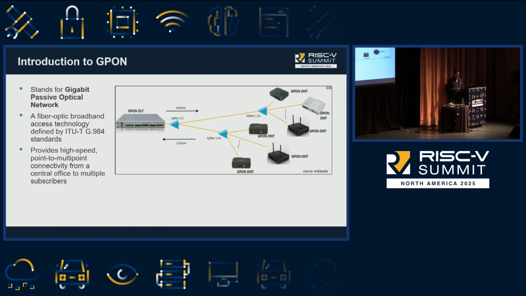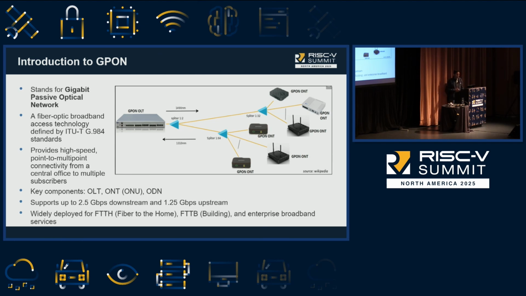GPON provides high-speed point-to-multipoint connectivity, and each subscriber will be one ONT unit. The downstream, that is from the OLT to the ONUs or the ONTs, is 2.5 gig, whereas the upstream is 1.25 gig. And we have it applicable in our homes and residential gateways.